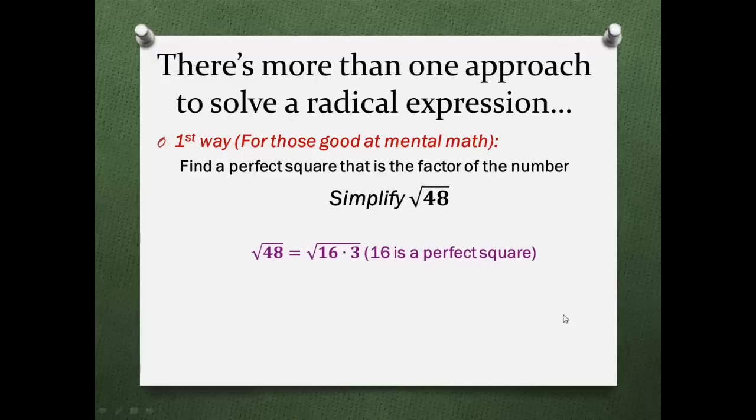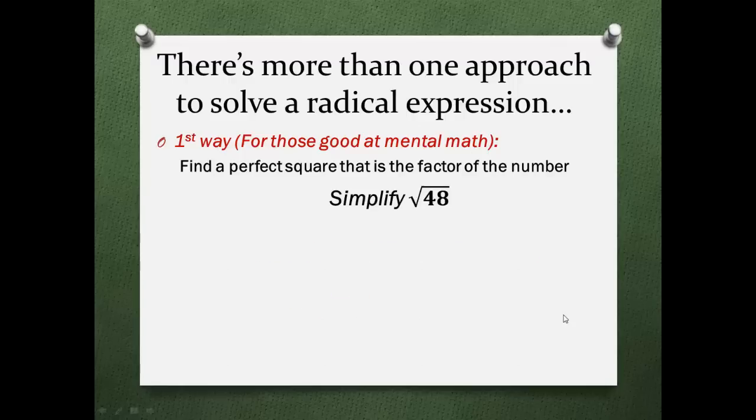So, 48. Factors of 48 are 16 and 3. 16 happens to be a perfect square. So we can put all of that under the radical. So we have the square root of 16 times 3 and then split it up. So we have the square root of 16 times the square root of 3.